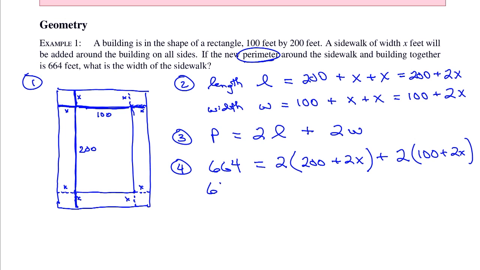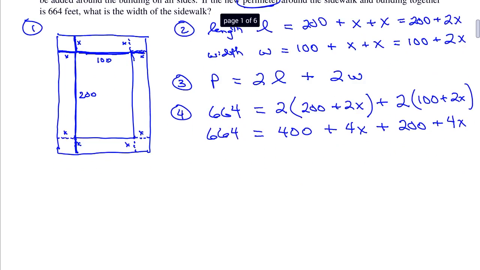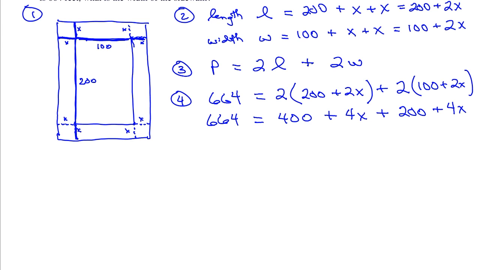So solving this equation of 664, I'm going to distribute the 2 on the right side. So that's 2 times 200 is 400, plus 2 times 2x is 4x. Same thing on this second term. 2 times 100 is 200, and then 2 times 2x is 4x. On the right side, I'll group together the constants. 400 plus 200 is 600. And we also group together the x's. 4x plus 4x is 8x.